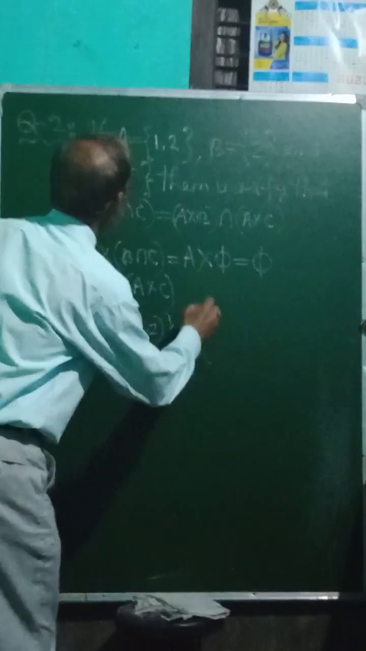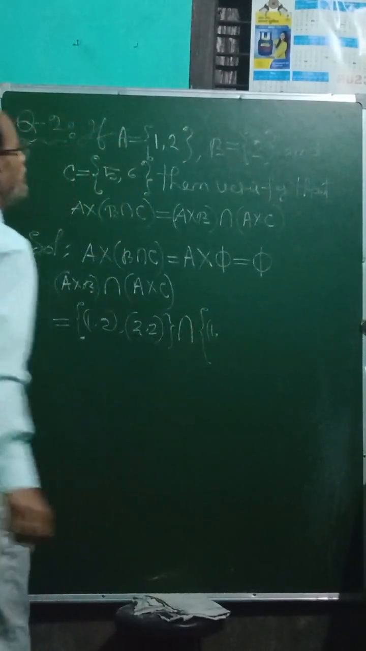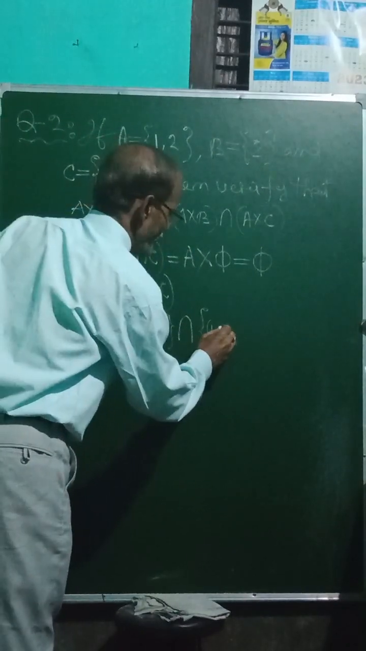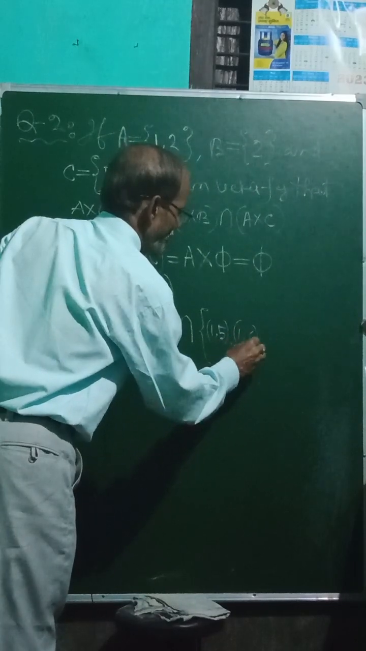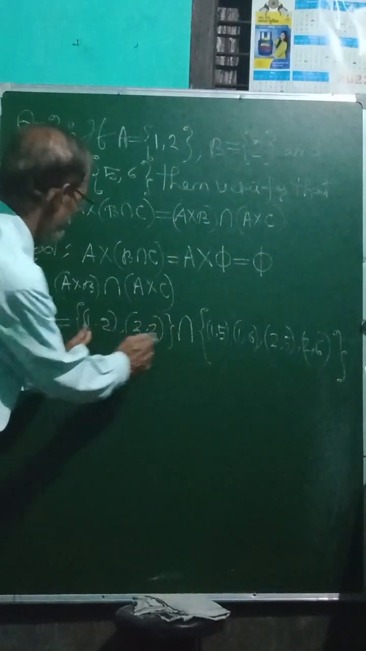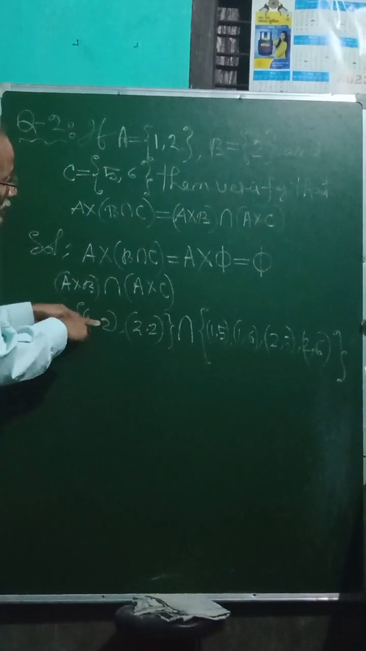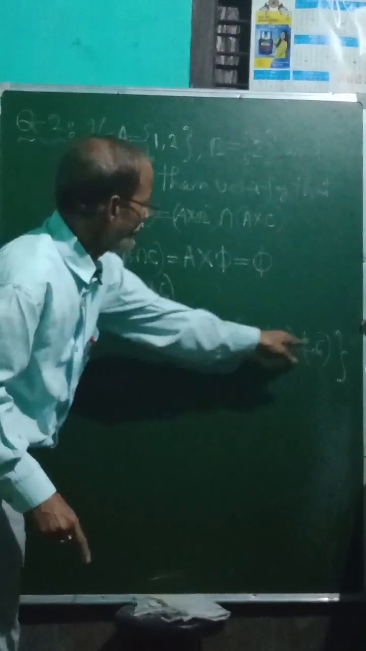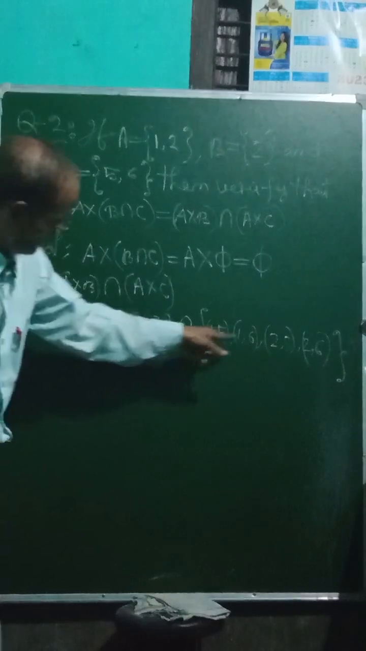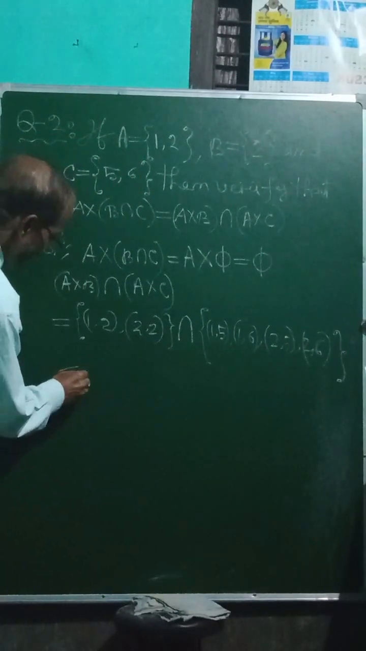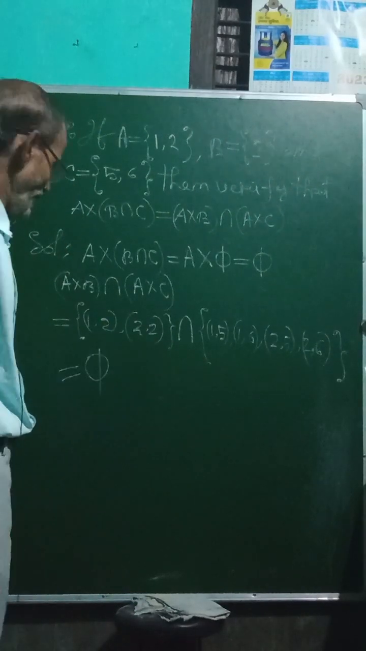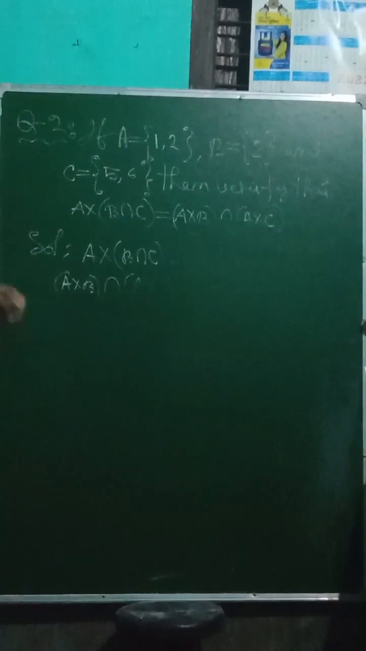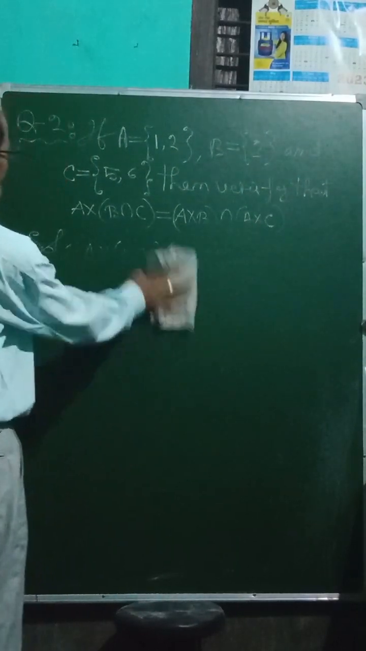So we write it: (1, 5), (1, 6), (2, 5), (2, 6). Now compare between this set and that set. No ordered pair is common. (1, 2), no. (2, 2), we do not find anything. So this is again equal to the phi set. That means both the right side and the left side become the null set. So this is verified.